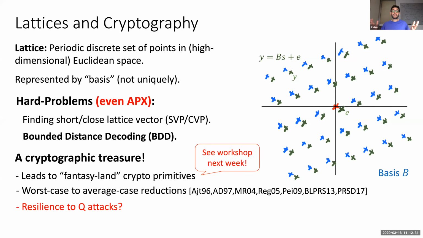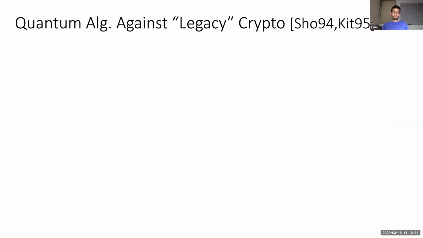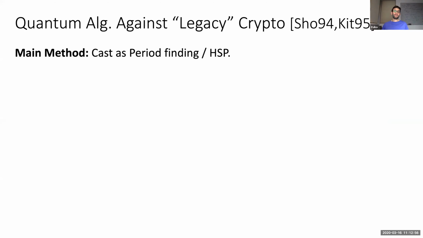And the last property is the resilience to quantum attacks, which is what we're going to talk about now. So let's try to see how quantum attacks actually solve legacy cryptographic problems, and then try to understand whether we can do something also for the case of lattices. The way quantum algorithms solve problems like factoring or discrete log, and again, this is going to be very high level, is by casting them as problems known as period finding, or the hidden subgroup problem.